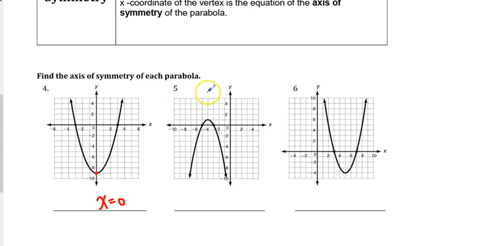So hopefully you did something like this. I managed to cover up the number here, but you can see it's between -6 and -2, so it's -4, right? All those points have an x value of -4. Finally, this one, all those points have an x value of 5.